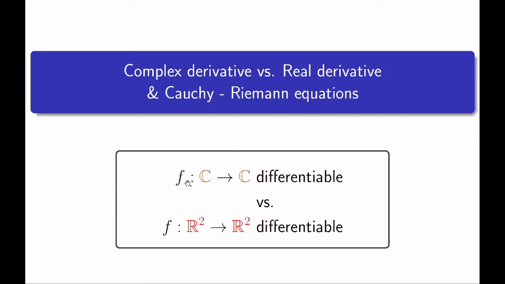Given a function f that takes the complex plane to itself and is differentiable, what is the difference between this and the same function viewed from R2 to itself being differentiable? Let us start with a motivation.